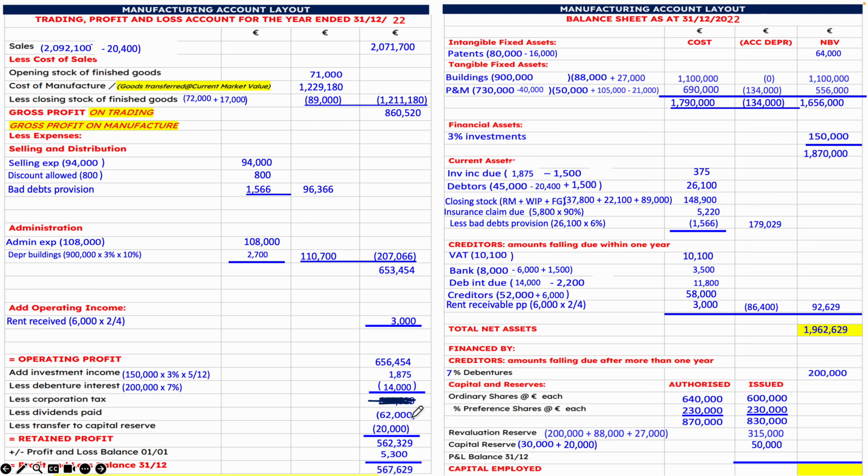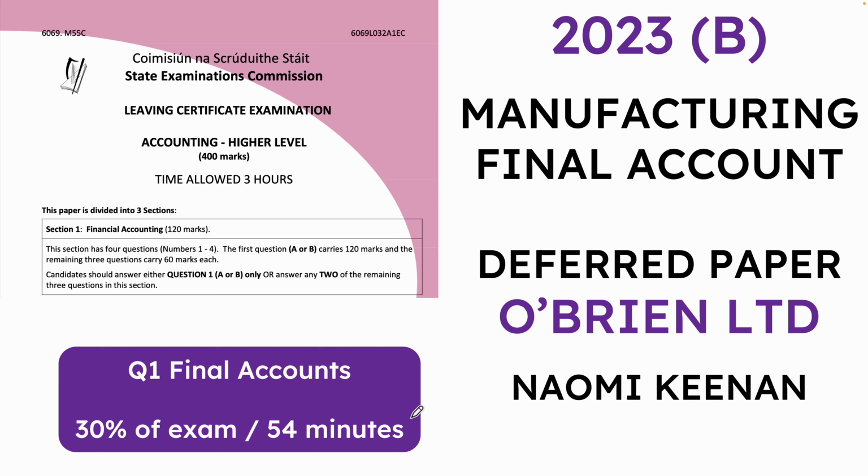Financed by section then. Creditors amounts falling due after more than 1 year, 200,000. Then we have the capital and reserves, we have the reval reserve, we have the capital reserve, and then we add the P&L balance. That gives me 1,762,629. Add that up then, 1,962,629. So that is the manufacturing account then for O'Brien Limited, which came up in 2022 as the deferred paper.